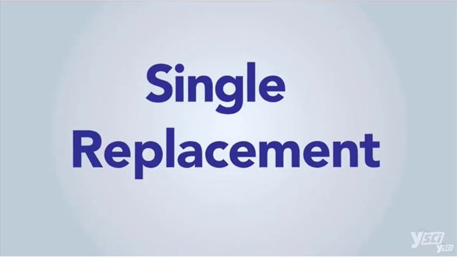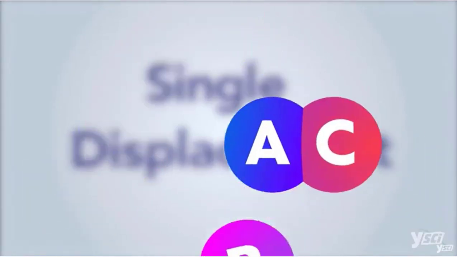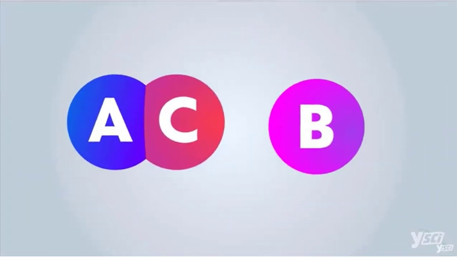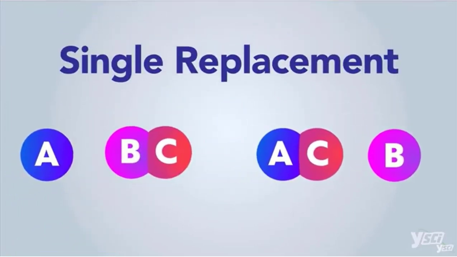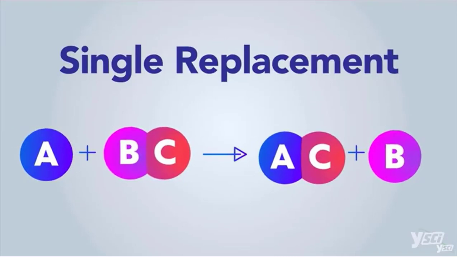A single replacement reaction, also called a single displacement reaction, occurs when one element replaces another element in a compound. The generalized formula is A plus BC yields AC plus B.